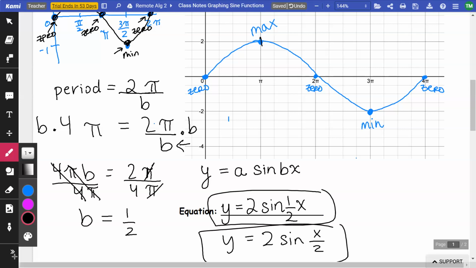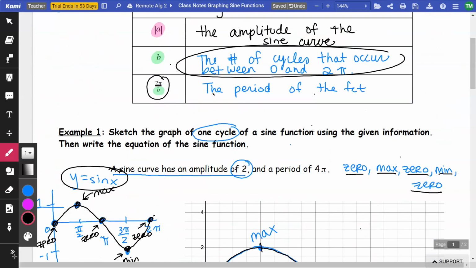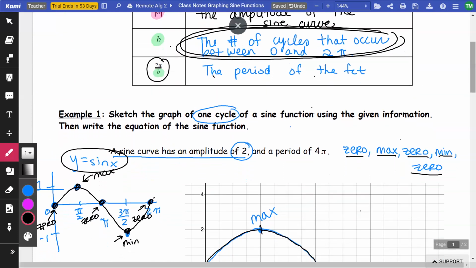So let's see if that's right. Does 1/2, that means half of the period, or sorry, half of the cycle occurs between 0 and 2 pi. So between 0 and 2 pi, how much of the sine curve actually occurs? Only half of it, because the other half is between 2 pi and 4 pi. So that's why b is 1/2, because only half of the cycle occurs between 0 and 2 pi. And remember, b represents the number of cycles that occur between 0 and 2 pi. So if only half of the cycle occurs, then b is a half.